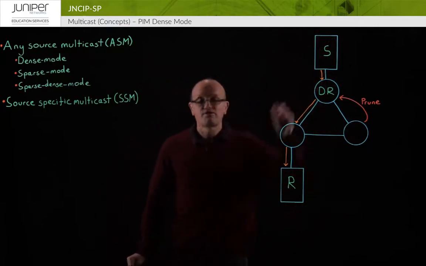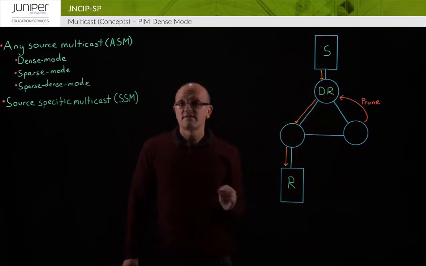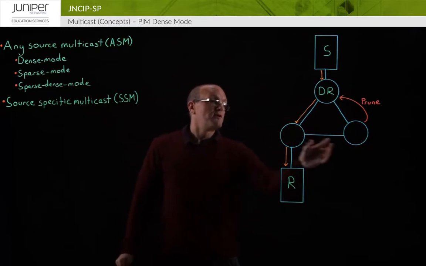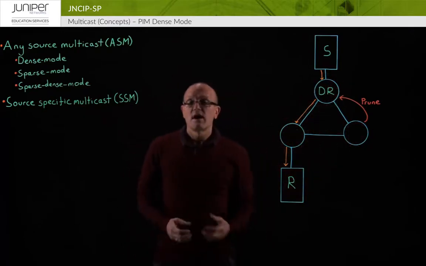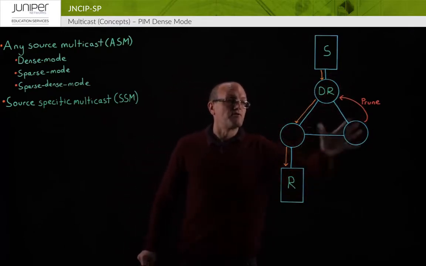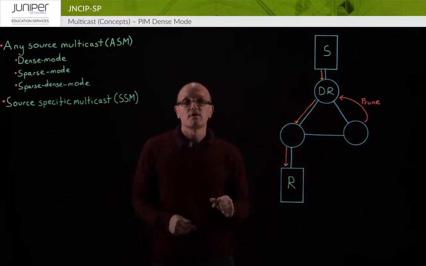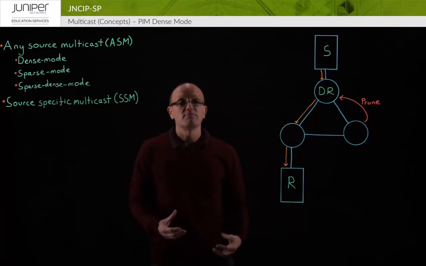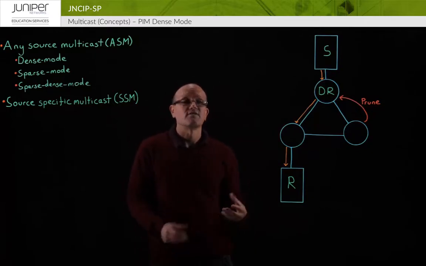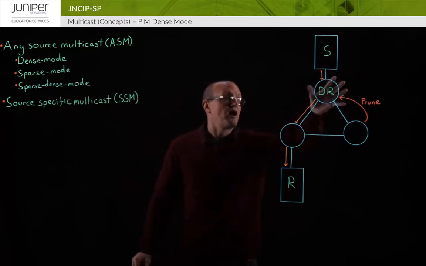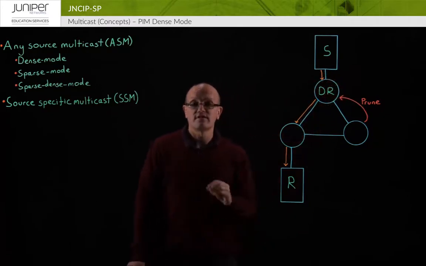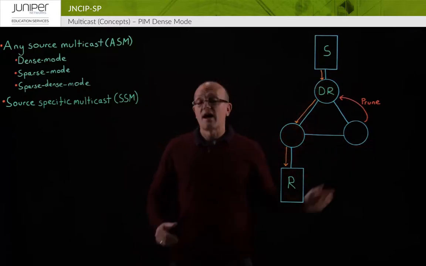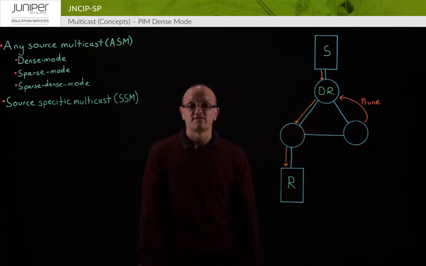We have a source connected to a designated router, and we have a receiver at the bottom. We have three routers here, and they're all speaking PIM dense mode to each other. So what happens? Say the source starts sending multicast to a given group. That traffic arrives on the designated router. In dense mode PIM, we're going to be flooding traffic out of all downstream interfaces initially.